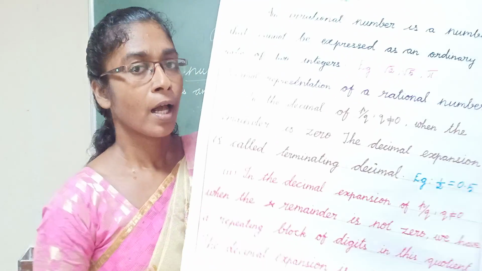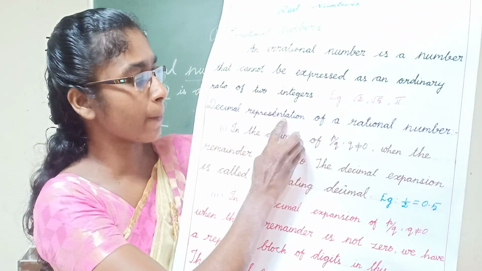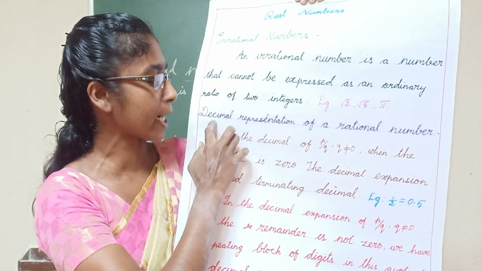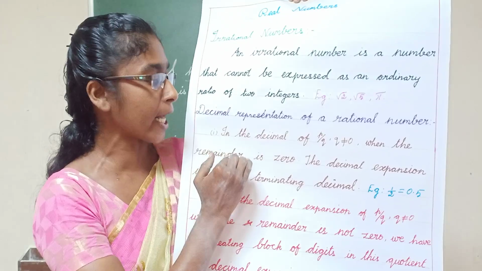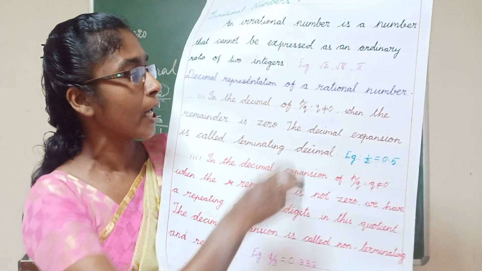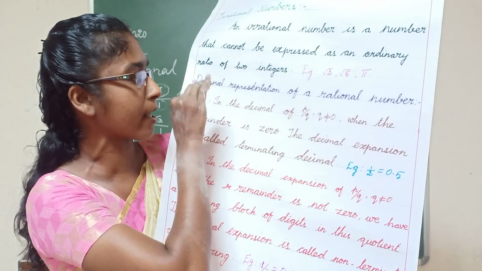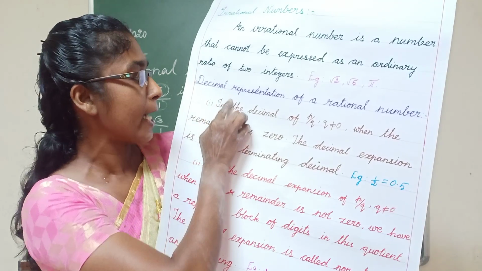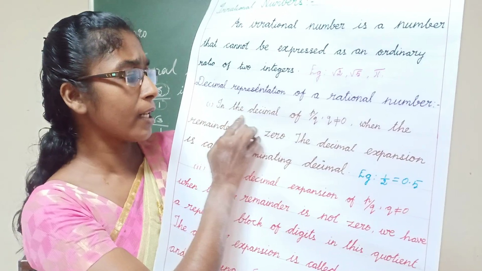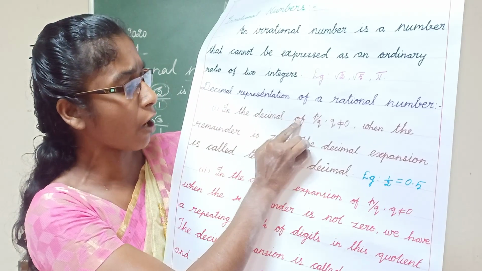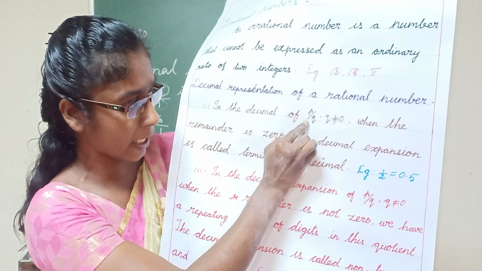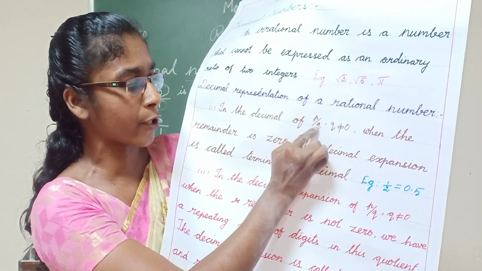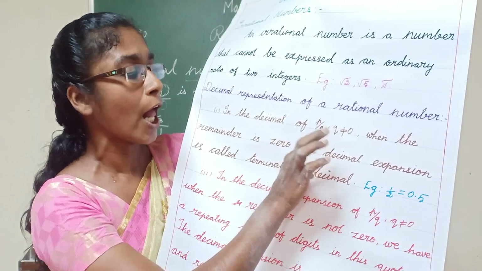Next, listen here. Decimal representation of a rational number. I taught rational numbers first. A rational number we can represent in decimal form, the decimal of p by q. p by q is a rational number, q not equal to 0. Yesterday I explained that q is not equal to 0. Everything I explained in the last class.